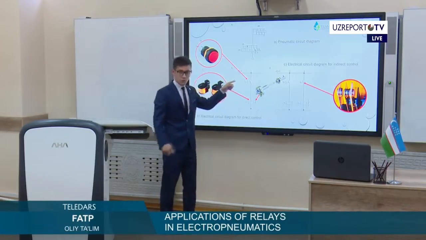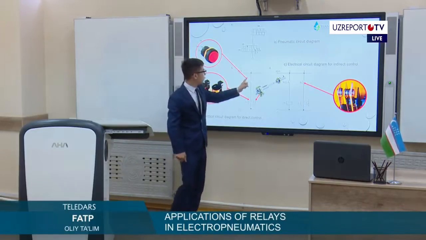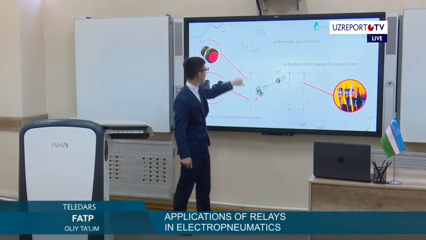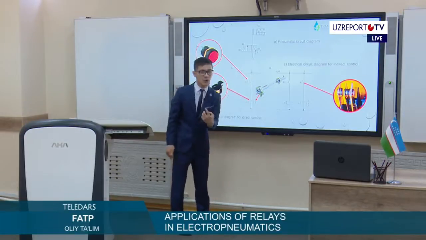S1 is a push button. You push it, and then this circuit line is closed, with a common voltage of +24 and -24, and the relay makes a connection and the electropneumatics starts to work.